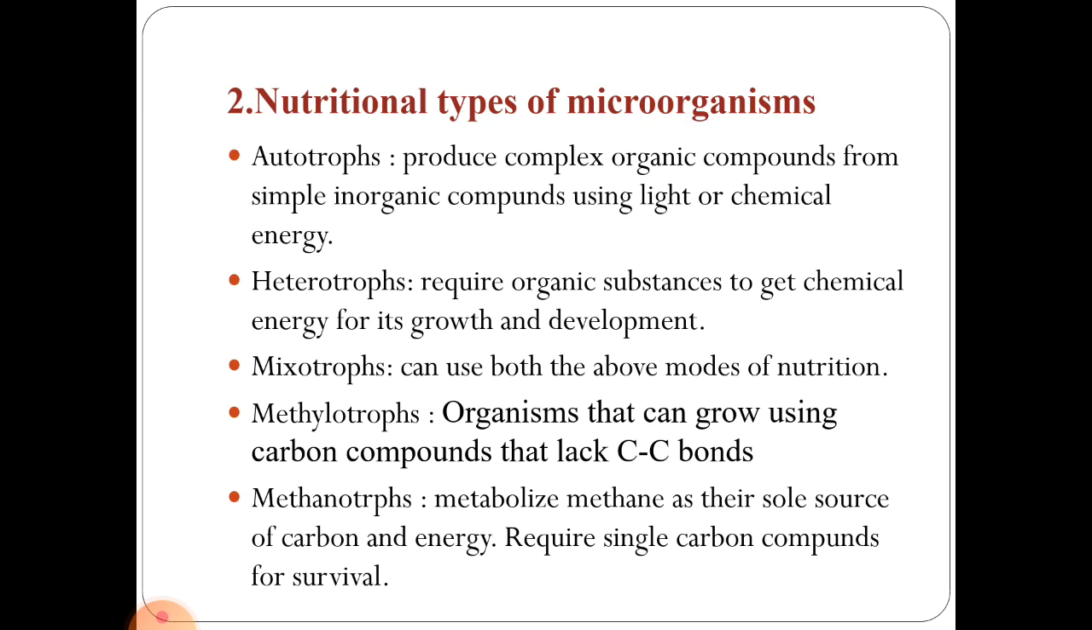In the second video, we have discussed about nutritional types of microorganisms, where we have discussed about 3 different groups of microorganisms: autotrophs, heterotrophs and mixotrophs. Autotrophs are the organisms which produce organic compounds from simple inorganic compounds using light or chemical energy. Heterotrophs require organic substances to get chemical energy for their growth and development. Mixotrophs can use both the above modes of nutrition. And these mixotrophs are of 2 types: methylotrophs and methanotrophs.